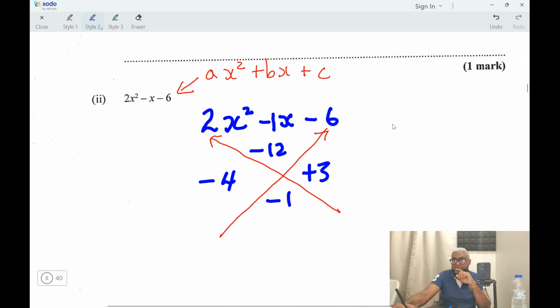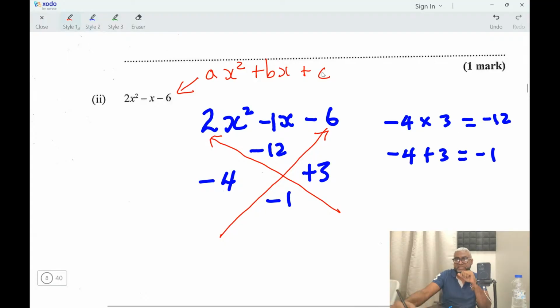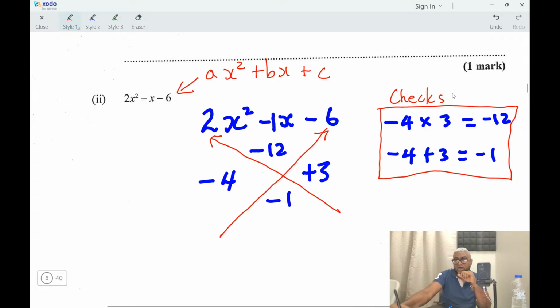So -4 multiplied by +3 would give me -12, and then -4 plus 3 would give me -1. So I could write it in the corner here. -4 multiplied by +3 would give me -12, and then -4 plus 3 would give me -1, right? So it checks out, right? This is a question that gives a lot of children problems, right? It checks out.